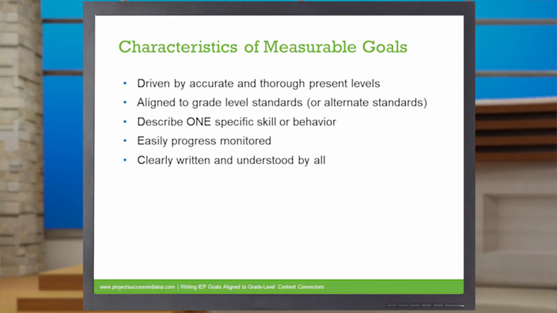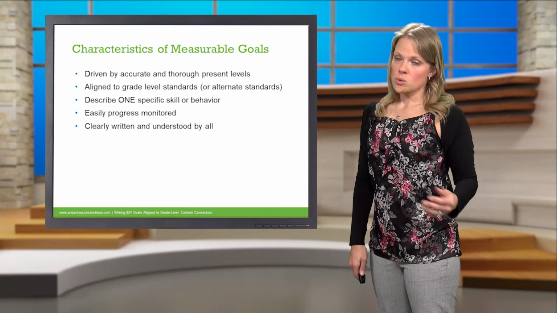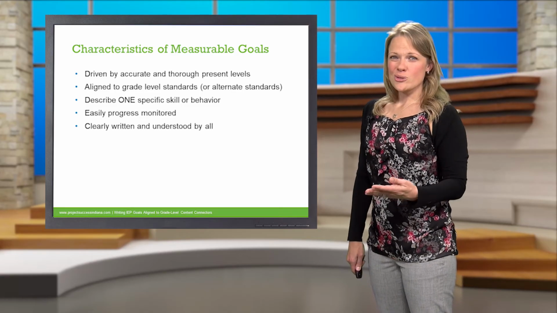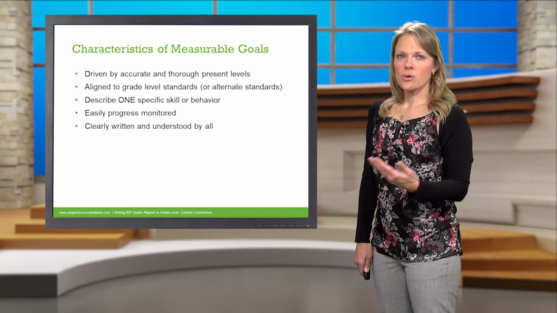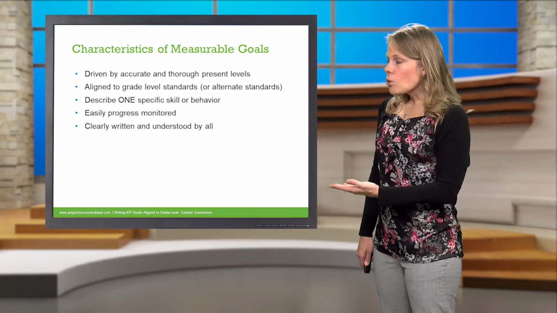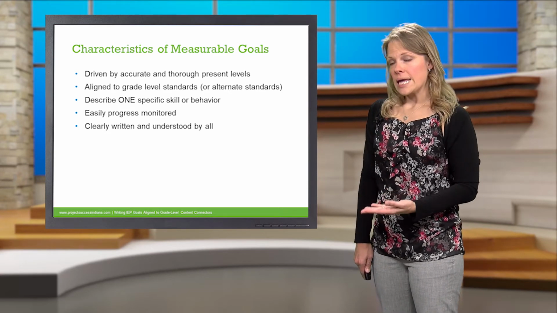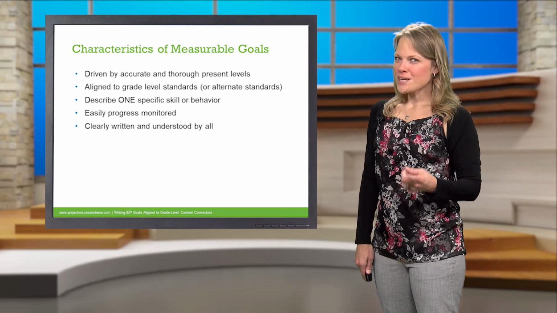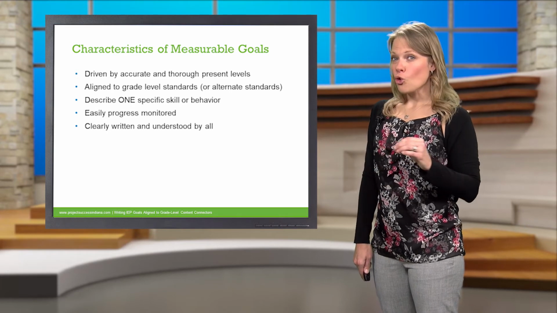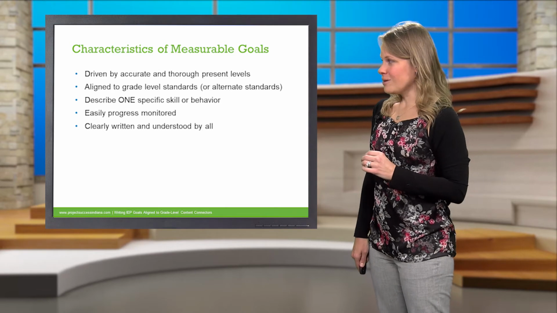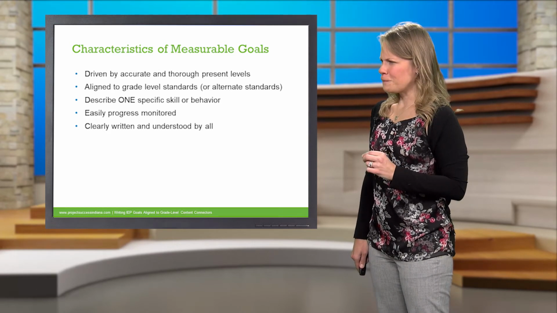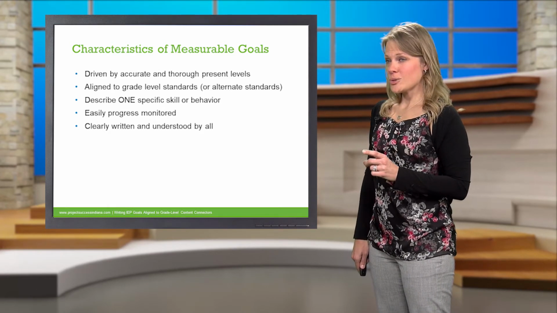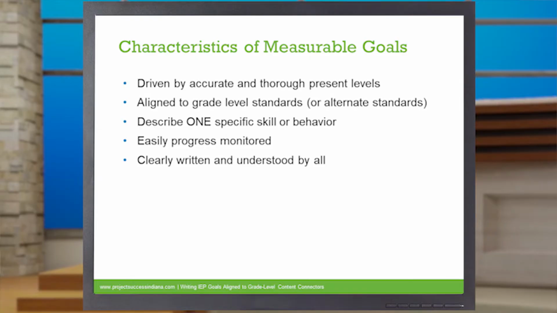The measurable goals need to be aligned to grade level standards or alternate standards. Again, if a student is an 8th grade student performing at a 4th grade level, the goal itself needs to be aligned to an 8th grade standard. But that's why we're unpacking. We're not going to write the goal at an 8th grade level. We'll talk more about that in a minute. But we are going to align it to a standard that is at that student's grade level.